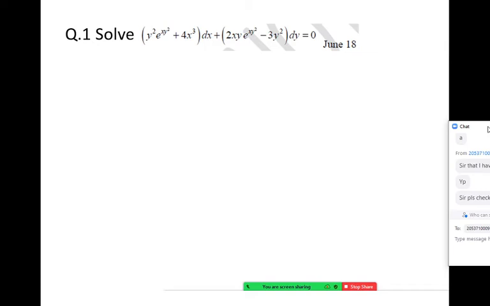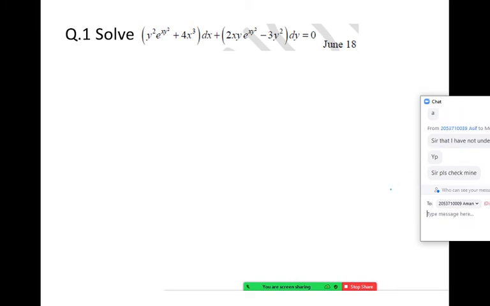Yes, anyone completed? Can you tell me, is it an exact differential equation? No one is responding. What happened? Has everyone fallen asleep? Hello, am I audible? Yes, sir. Then what is happening? Yes, sir. Yes, everyone is talking in front. So what is happening? Did you check exactness or not? How do you do it? No one is there.